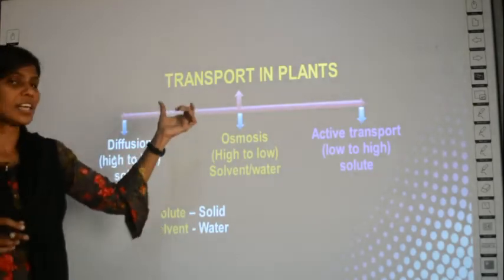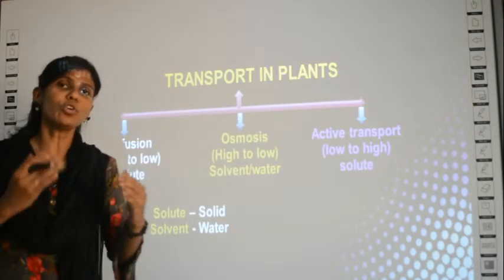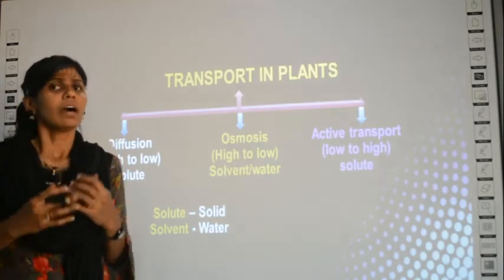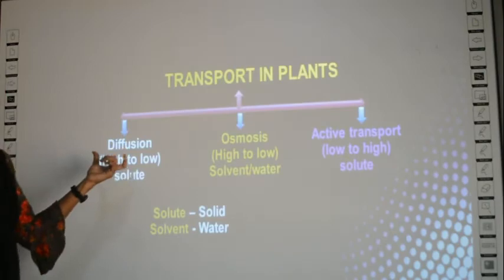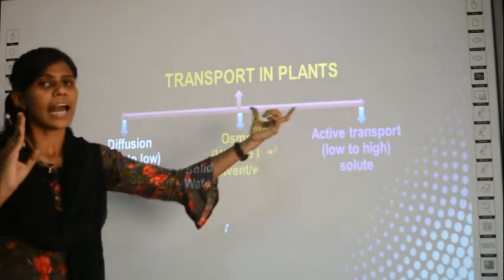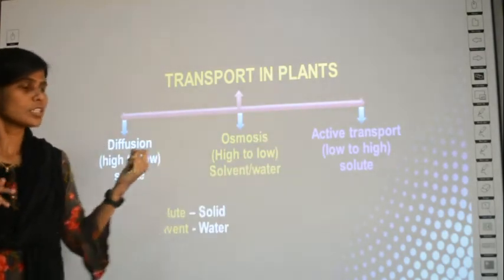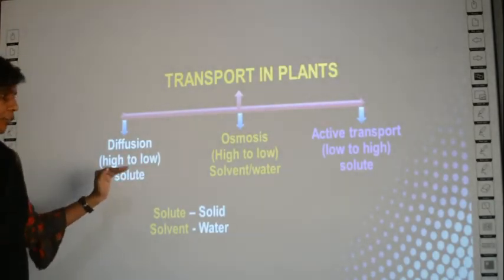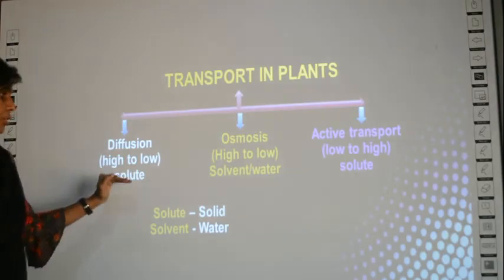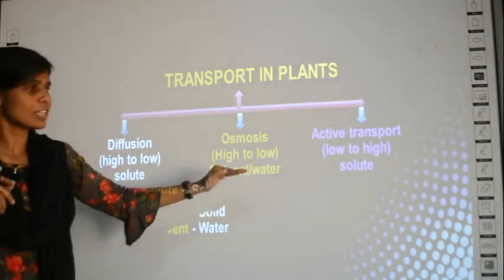Then, transportation in plants, that is the movement of substances in plants. How does it happen? It is because of three processes called diffusion, osmosis, and active transport. What is diffusion? Diffusion is the movement of solute. Like a formula, you have to learn this. Diffusion, solute. Osmosis, solvent or water.